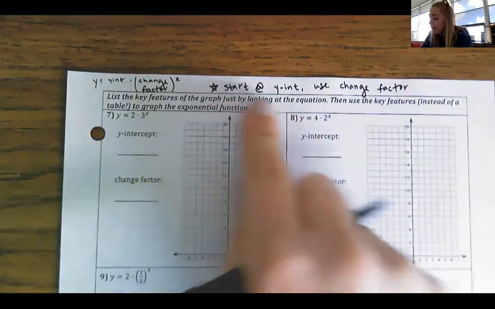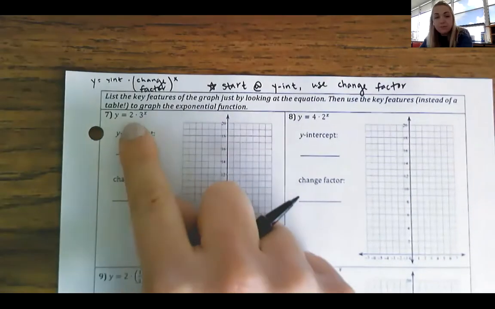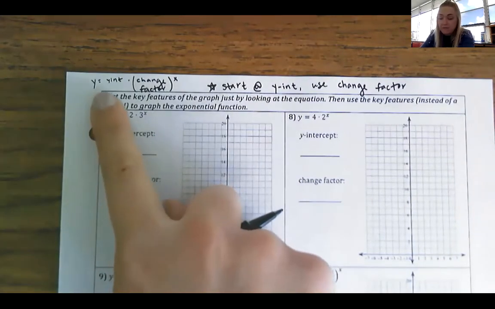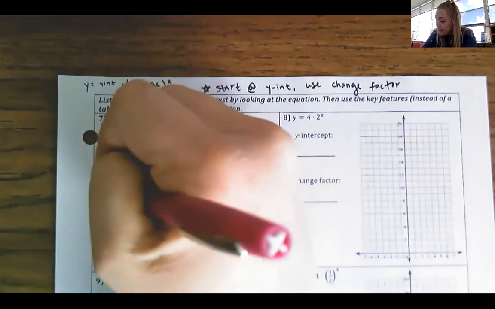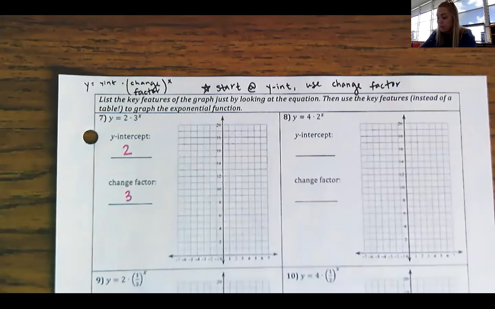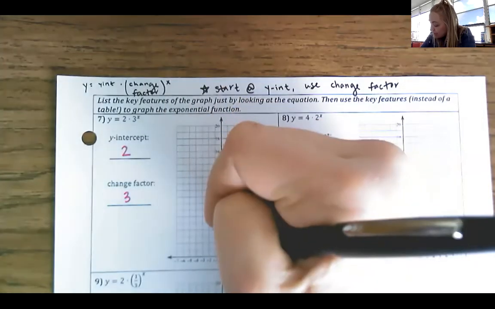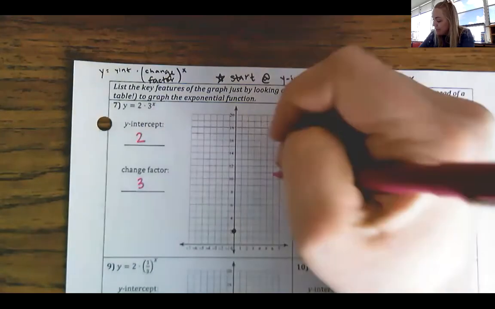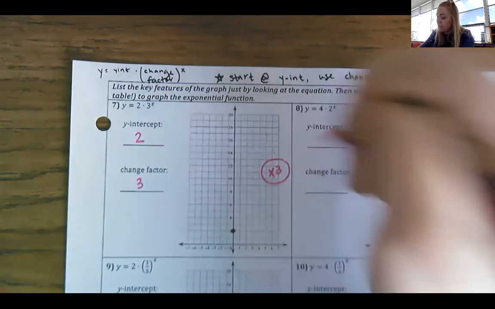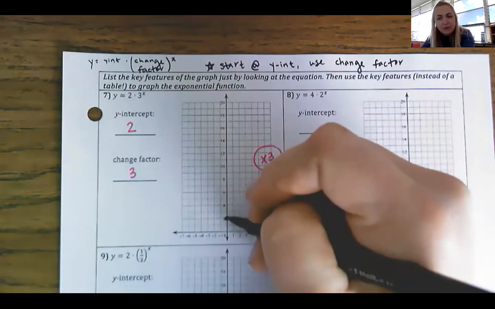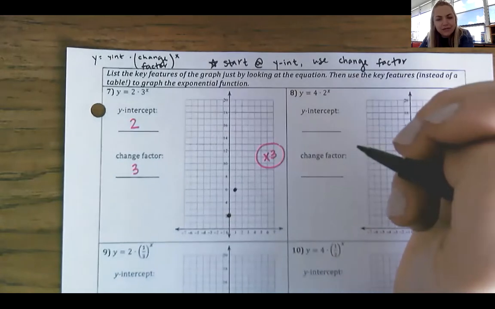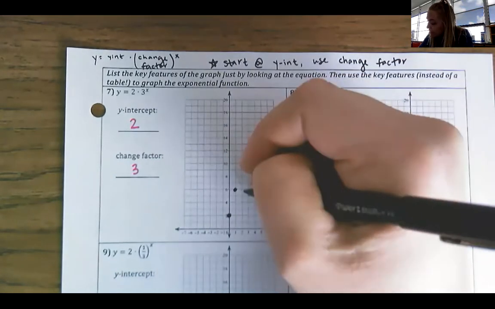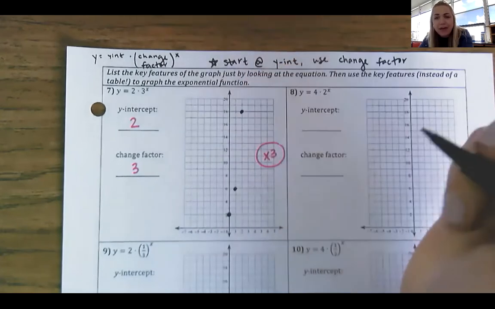So what is our y-intercept? What is our change factor? Well, on problem number 7, our y-intercept is the thing in front. That means our y-intercept is 2. And our change factor is underneath the x. So our change factor is 3. What does that mean? Well, I put my first dot at positive 2. Then my change factor is telling me multiply by 3 to the right. Well, 9th graders, what's 2 times 3? 6. Okay, so I move over a space and I go up to 6. What is 6 times 3? 18. Okay, I move over a space and I go up to 18. I'm done with half of my graph.